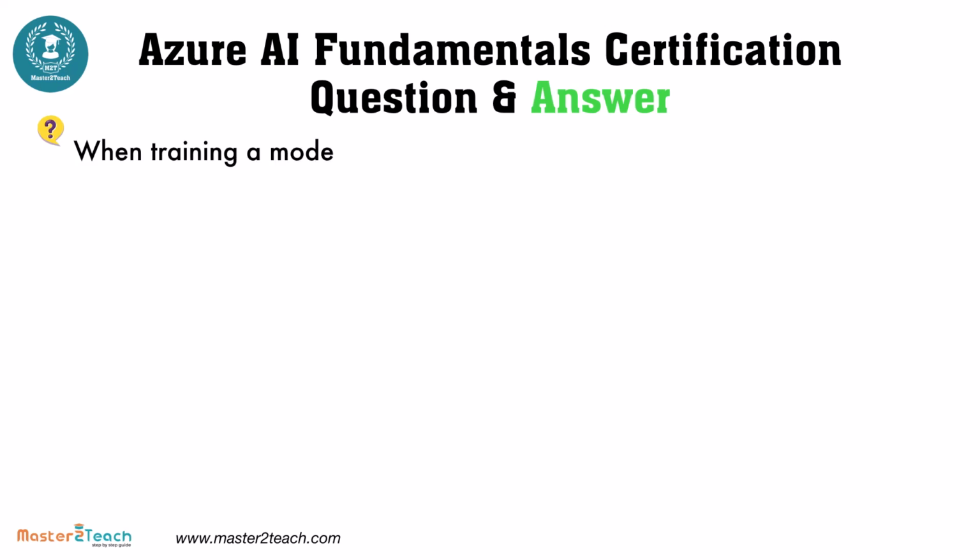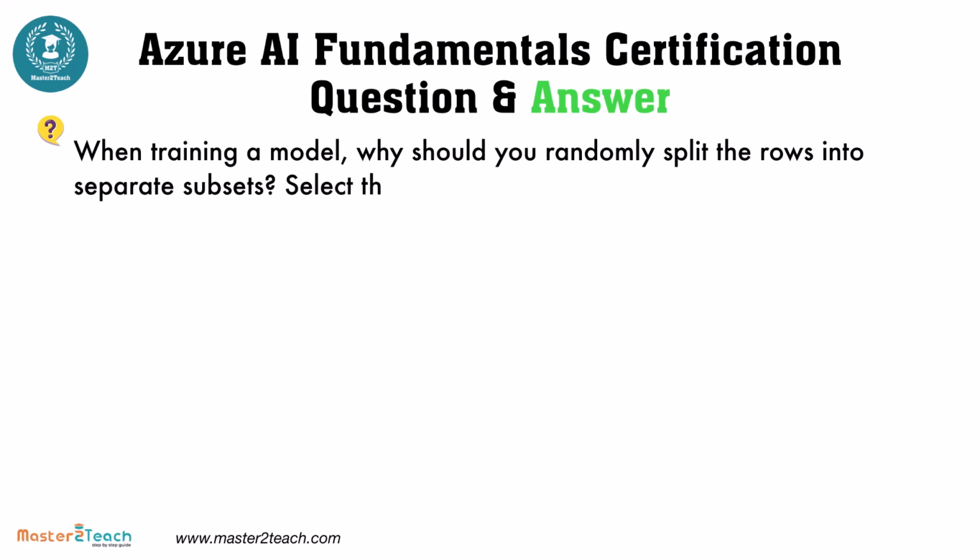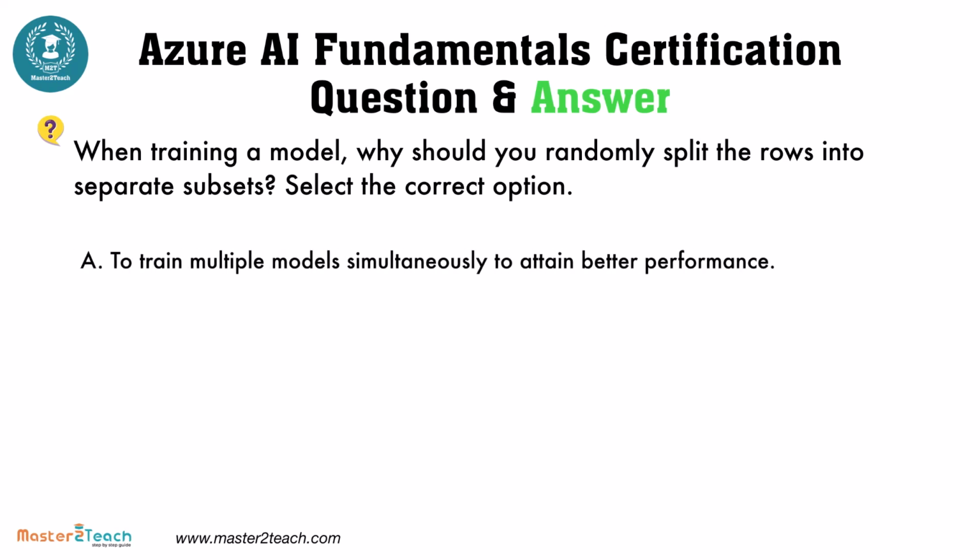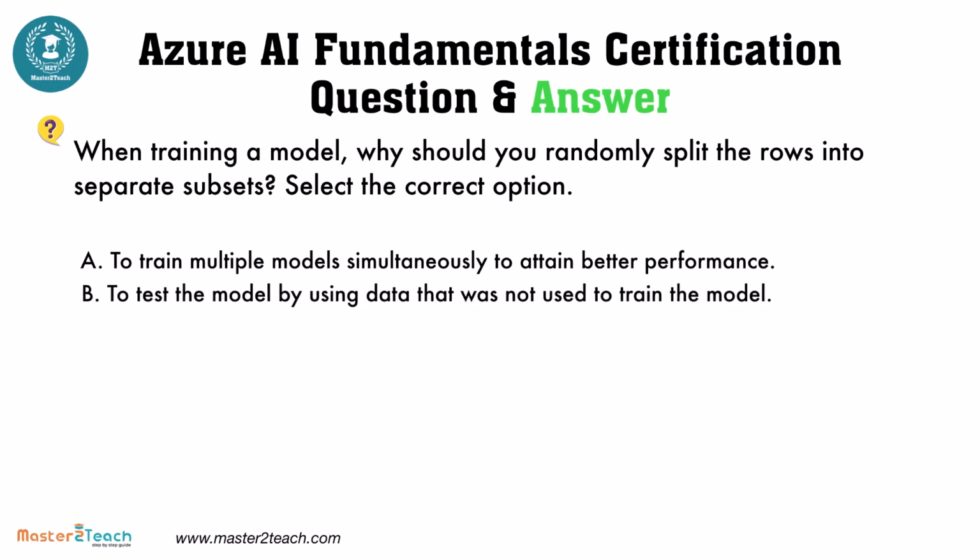When training a model, why should you randomly split the rows into separate subsets? Select the correct option. The options are A. To train multiple models simultaneously to attain better performance. B. To test the model by using data that was not used to train the model. C. To train the model twice to attain better accuracy.